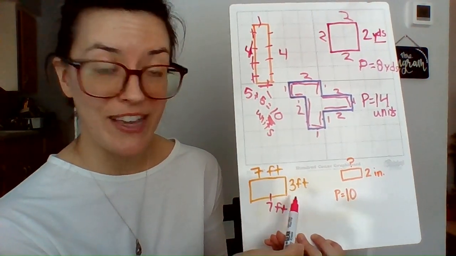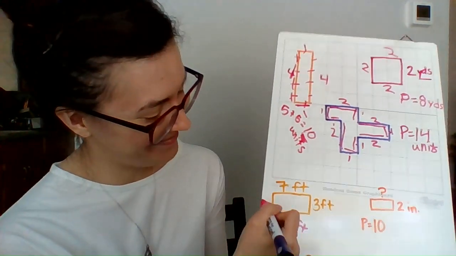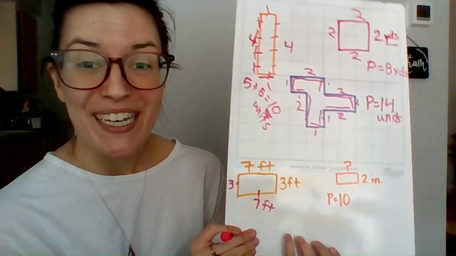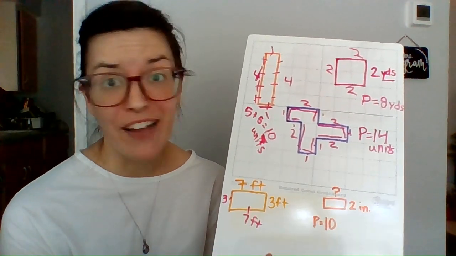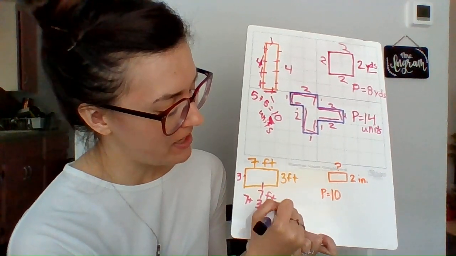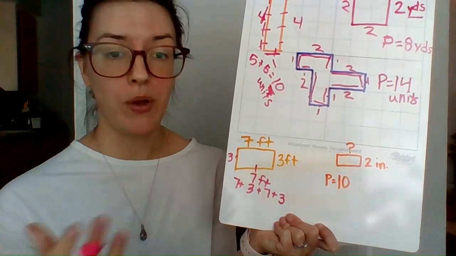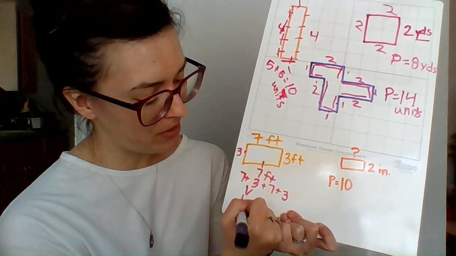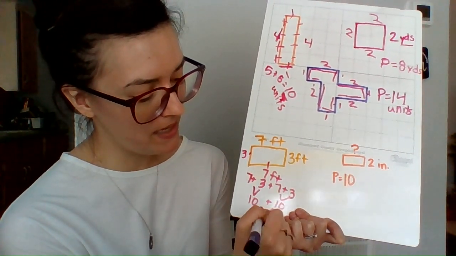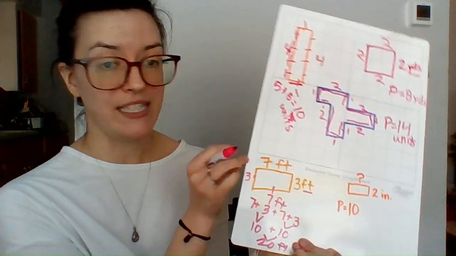So if this side is 3 feet, that means this side should be 3 feet. Just going to use the symbol for feet there instead of writing it. Didn't have much space. Now to find the perimeter, once again, all I have to do is add up 7 plus 3 plus 7 plus 3. Now that's a lot of numbers to add up all together, so I'm going to just break it down. 7 plus 3 is 10, 7 plus 3 is 10 again, 10 plus 10 gives me 20. And our unit is feet, so I know my perimeter for this shape is 20 feet.